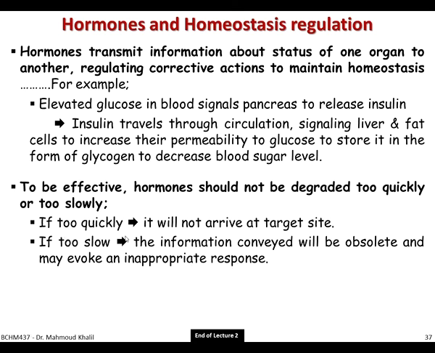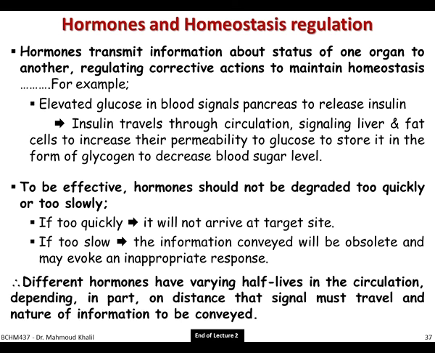As we said, if it's too quick, it will not arrive at target cells because it will be degraded. If it's too slow, the information conveyed will be obsolete and may evoke an inappropriate response. This is the example for insulin, but different hormones have varying half-lives. Some of them can exist for 3 minutes, some for hours, and some for days. All of these half-lives in circulation depend in part on the distance that the signal has to travel in order to reach its target cell.